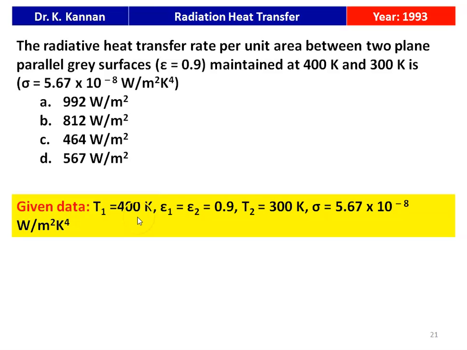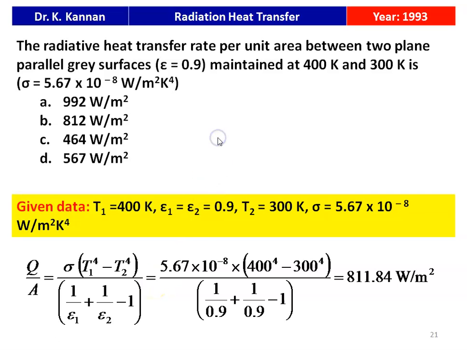We are given T1 equal to 400 Kelvin, emissivity epsilon 1 equal to epsilon 2 equal to 0.9. For both plates, the emissivity is the same. T2 equal to 300 Kelvin, Stefan Boltzmann constant 5.67 × 10⁻⁸ watts per meter square Kelvin to the power 4. And we take Q by A equal to sigma into T1 to the power 4 minus T2 to the power 4, divided by 1 by epsilon 1 plus 1 by epsilon 2 minus 1, when there is radiation heat exchange between two parallel plates, per unit area, Q by A.